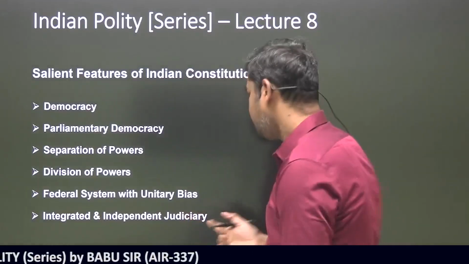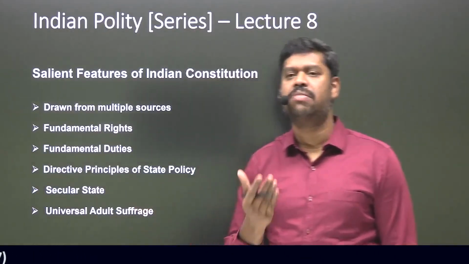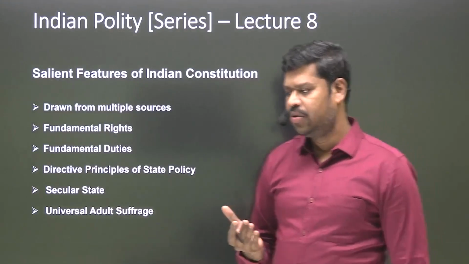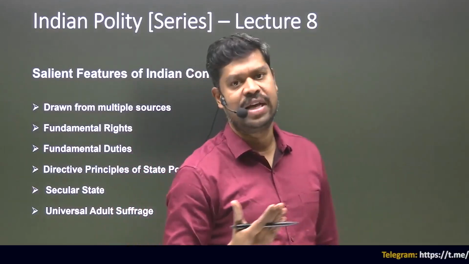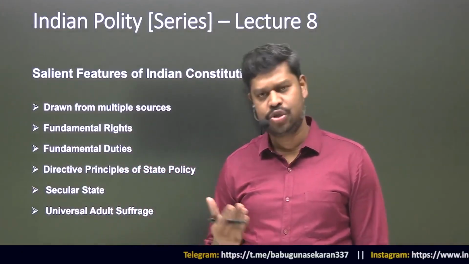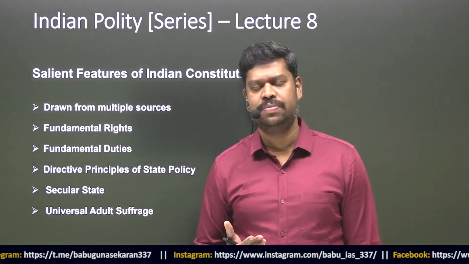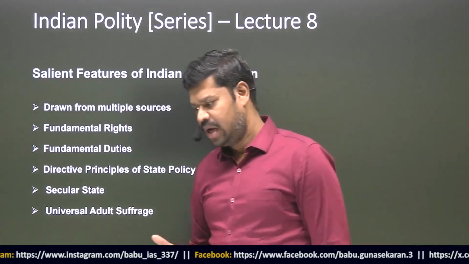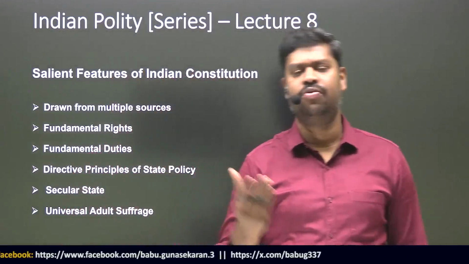All right. So now we'll move to the next feature: it is drawn from multiple sources. That is again very important. We already know this. In fact, one of the ways to describe the Constitution of India is that it has been drawn from multiple sources. It is also called a borrowed constitution. That is true. Because when the Constituent Assembly of India was drafting its constitution, there were various countries across the world who already had their own constitution. And hence, the Constituent Assembly took some of the important provisions from different constitutions of the world.